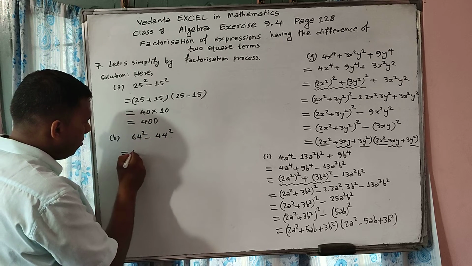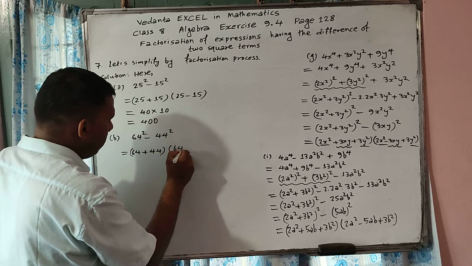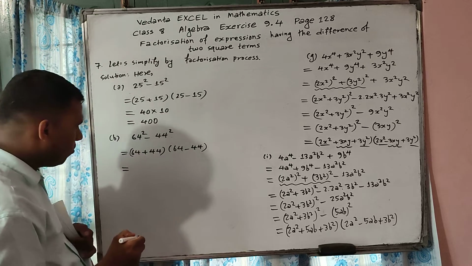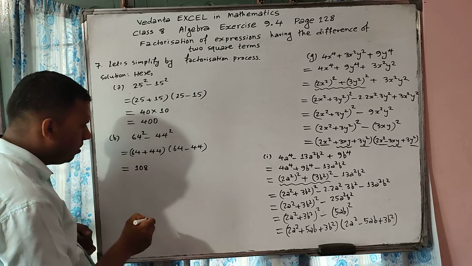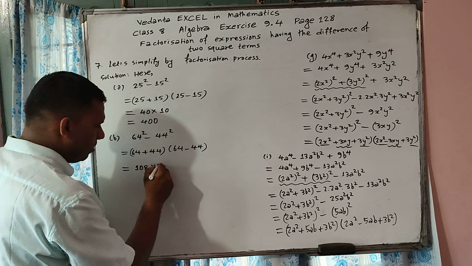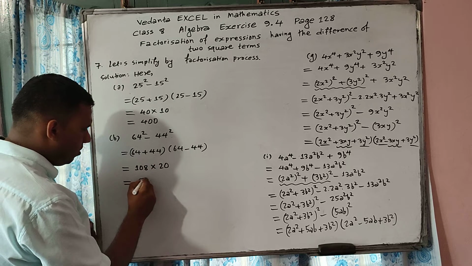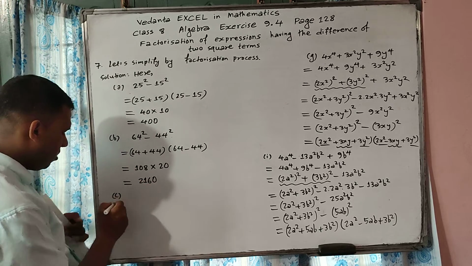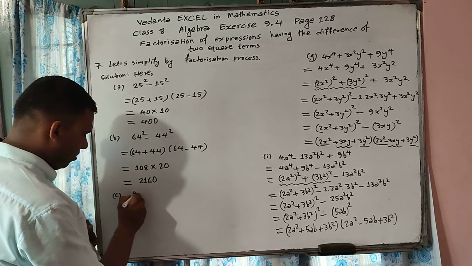On B, 64 square minus 44 square is equal to 64 plus 44, a plus b, into 64 minus 44, a minus b. Now 64 plus 44 is 108. 64 minus 44, that is 20. 108 into 20 is 2160. That is the answer.